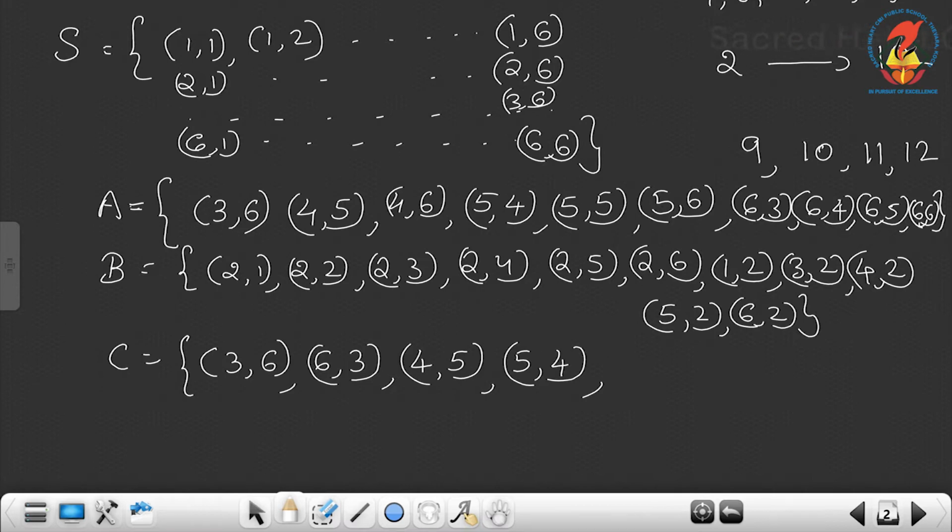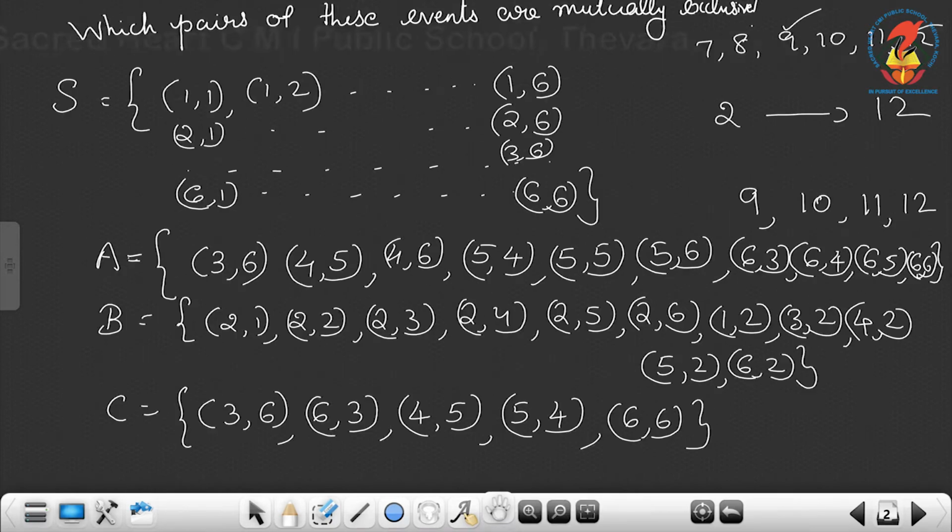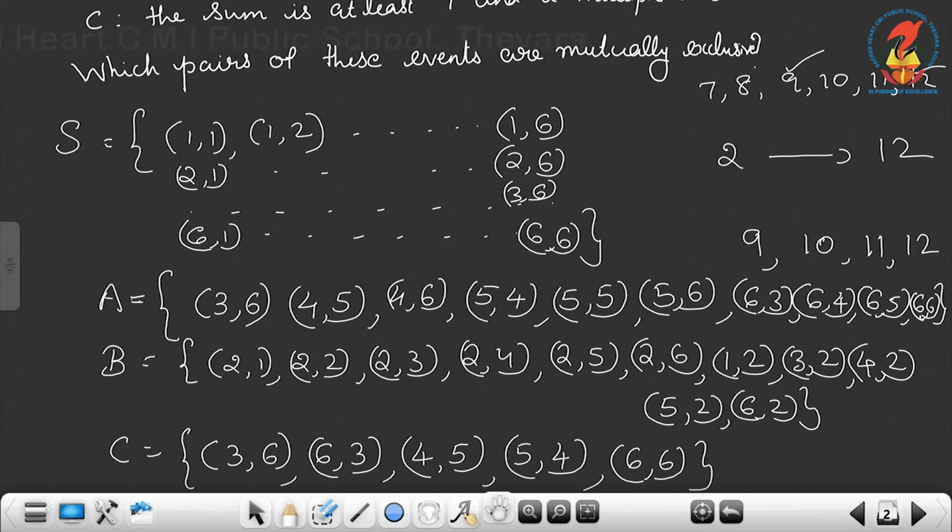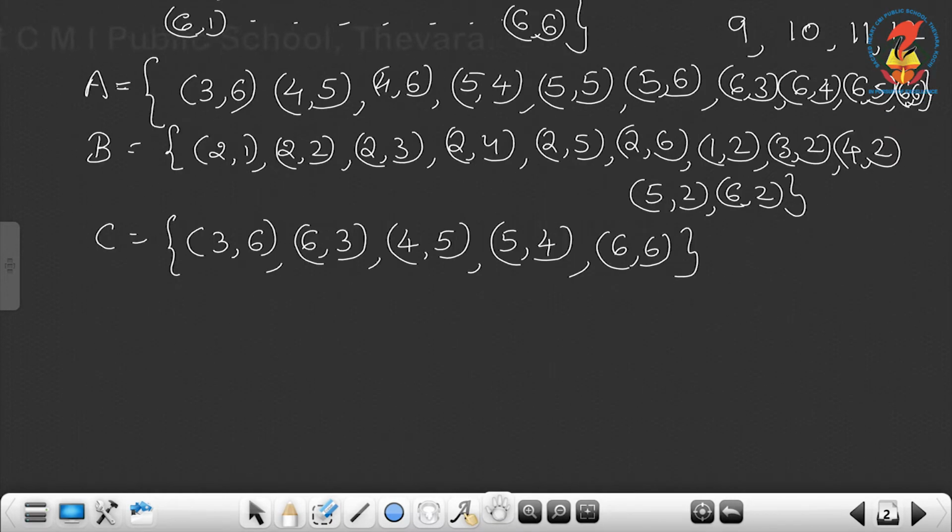Okay. Then 12. How do we get 12? That is for 6, 6. Only this case. Okay, so there are 5 outcomes. Now what is the question? Which pairs are mutually exclusive?